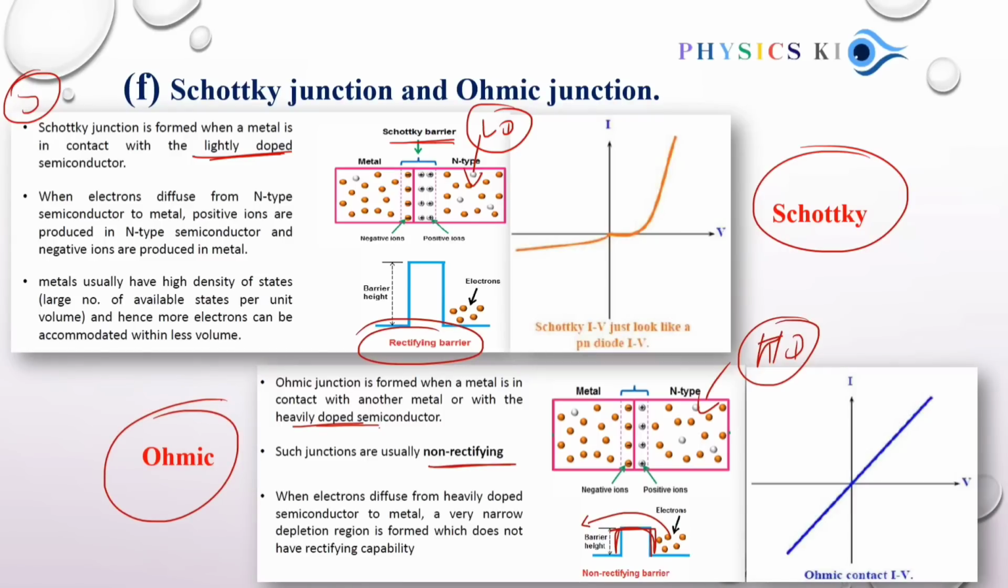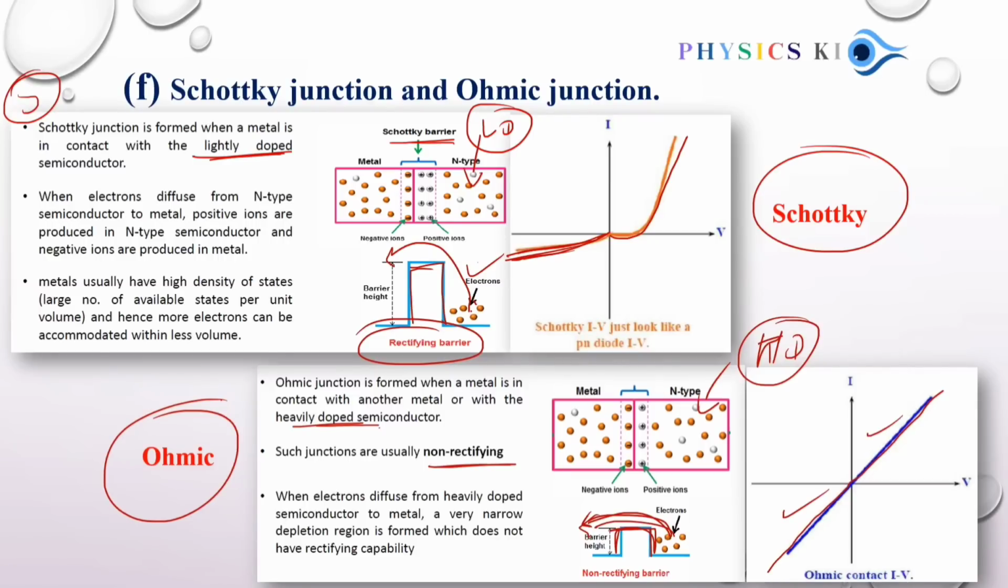And what happens in the Schottky junction? Whenever forward biased we get some current, but whenever reverse biased there is no current because the junction is rectifying. Electrons cannot easily go from here to there, because the barrier height is very high in Schottky. But in this one the height is very low, so electrons can easily go towards this side. So again in forward bias it is like this, and in reverse we also get some current.